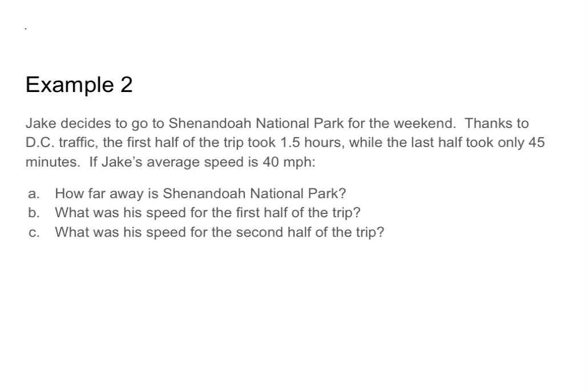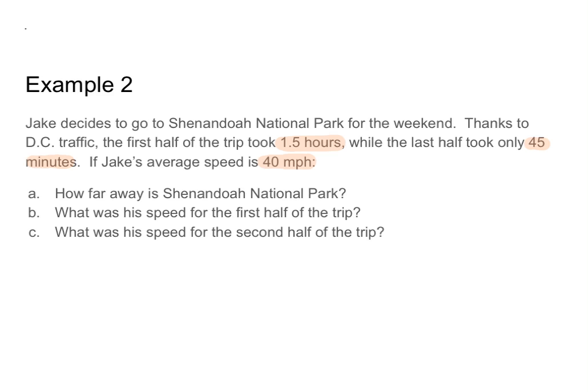So let's try out example 2. Jake decides to travel to Shenandoah National Park for the weekend. Thanks to DC traffic, the first half of the trip took 1.5 hours, but the last half took only 45 minutes. If Jake's average speed is 40 miles per hour, how far away is the Shenandoah National Park? What was his speed for the first half of the trip? And what was his speed for the second half of the trip? Let's go ahead and figure it out.